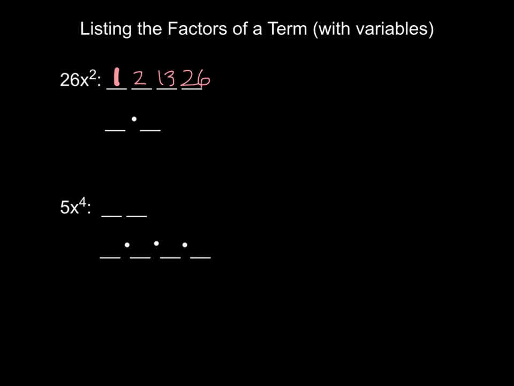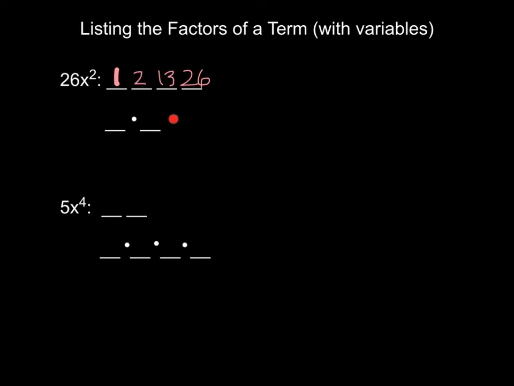There are no other factors of 26. We can go up through some other numbers. Divide by 3. It doesn't divide evenly. 4. Nope. 5. No. 6. 7. 8. 9. 10. Etc. All the way till we get to 13. There are no other factors of 26.